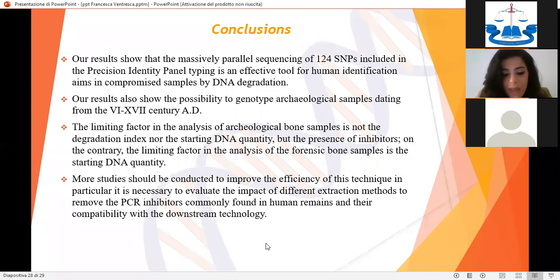The limiting factor in the analysis of archaeological bone samples is not the degradation index nor the starting DNA quantity, but the presence of inhibitors. On the contrary, the limiting factor in the analysis of forensic bone samples is the starting DNA quantity. More studies should be conducted to improve the efficiency of this technique. In particular, it's necessary to evaluate the impact of different extraction methods to remove the PCR inhibitors commonly found in human remains, and their compatibility with the downstream technology.